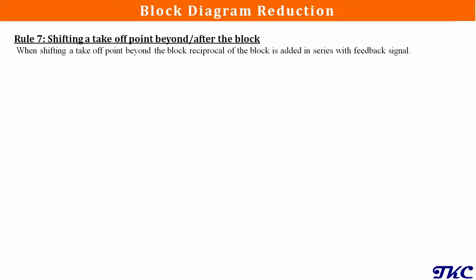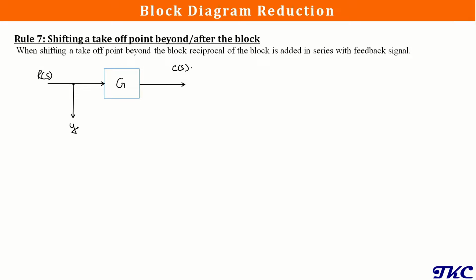Next is rule number 7, shifting a takeoff point beyond or after the block. When we are shifting a takeoff point beyond the block, the reciprocal of that block needs to be added in series with the feedback signal. Now let's understand this rule. We have a block G, and the input signal to that block is R of S, and we have a takeoff point here that is giving us signal Y, and the output for this is C of S. Now let's find what the output is here and what the value of this takeoff signal Y is.